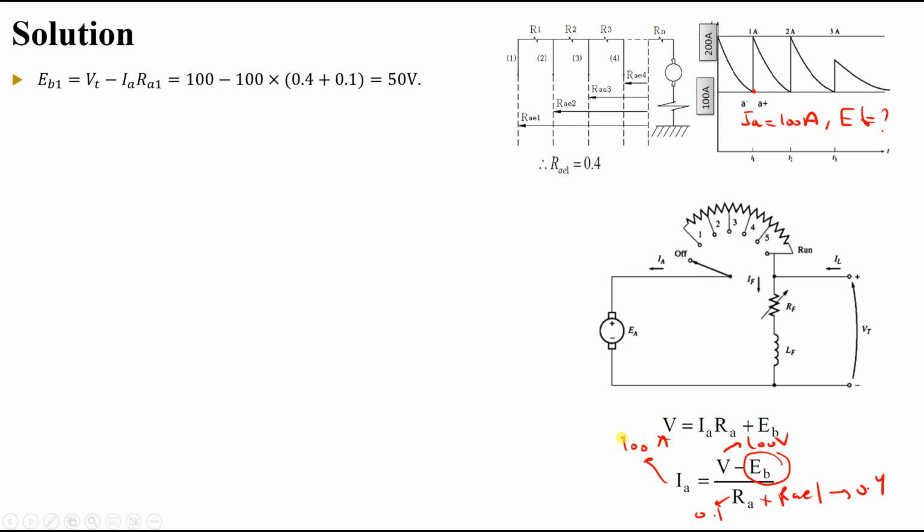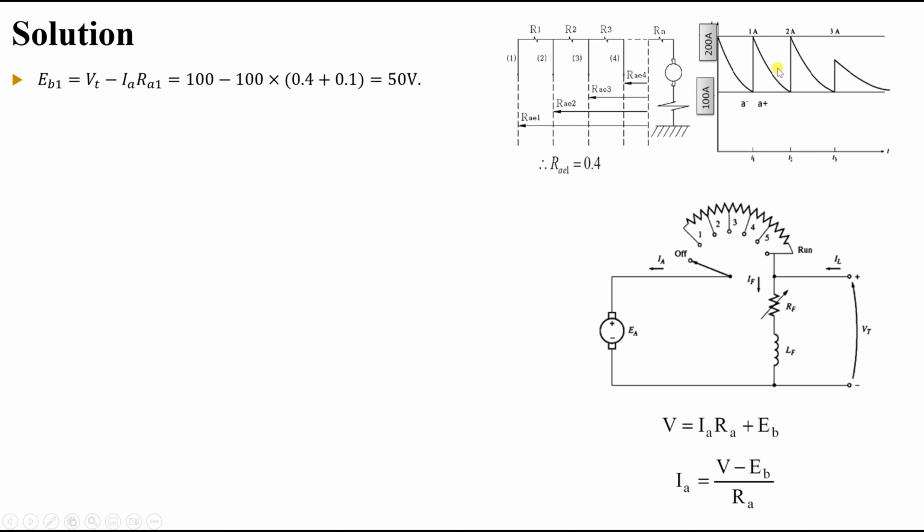So E back will be V minus I armature R armature. So we have 100 volt, our supply, minus 100 amperes at this point, times the total resistance, which is 0.1 plus 0.4. So it means that in order for our current to go from 200 to 100, we need 50 volt generated as E back. Okay, very nice.